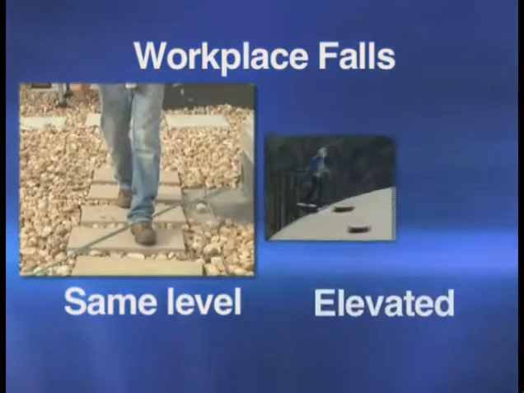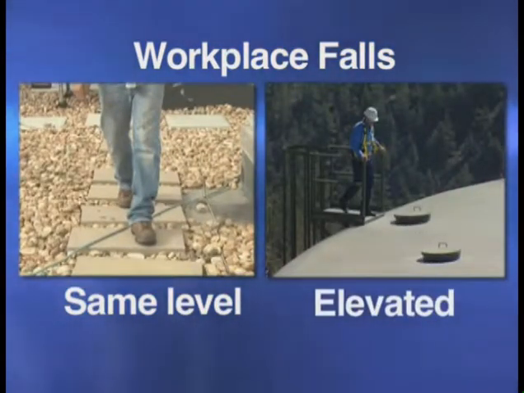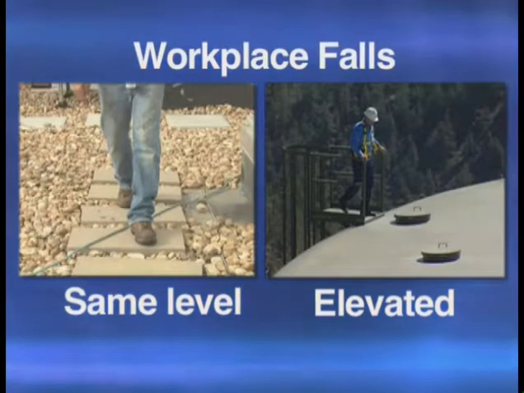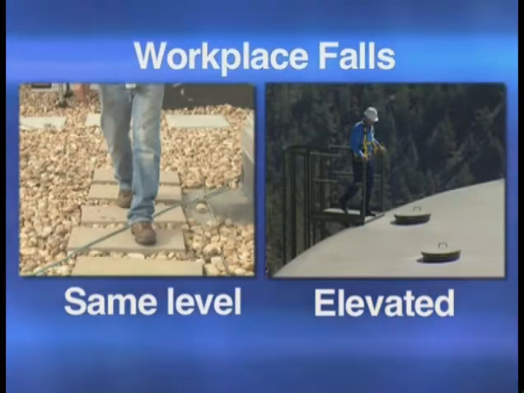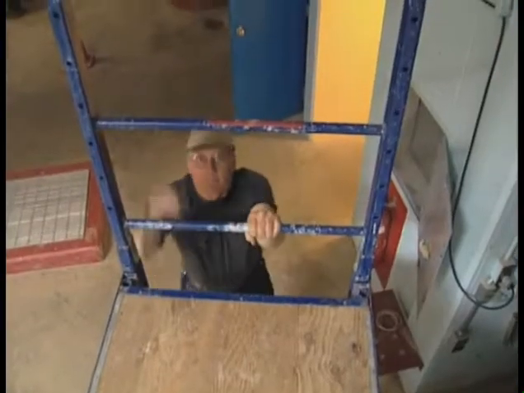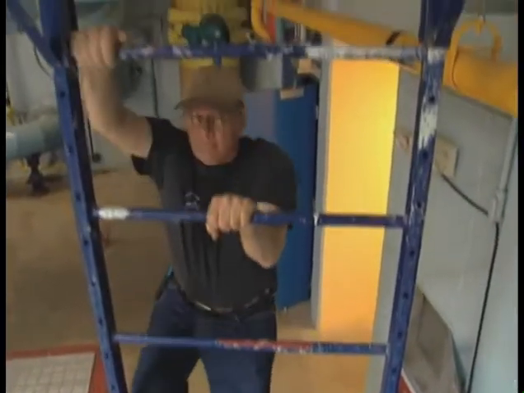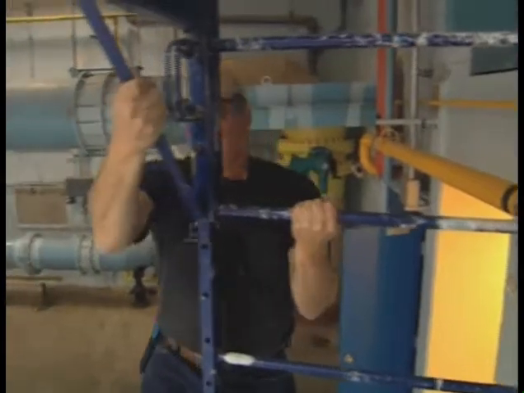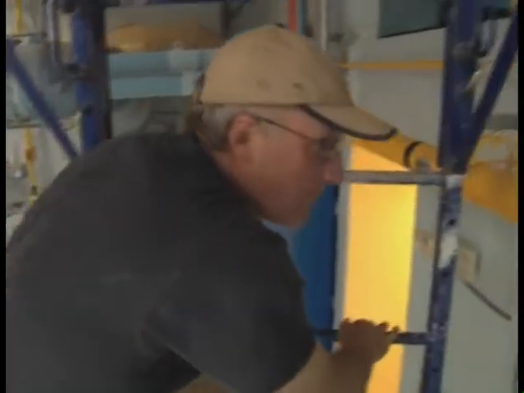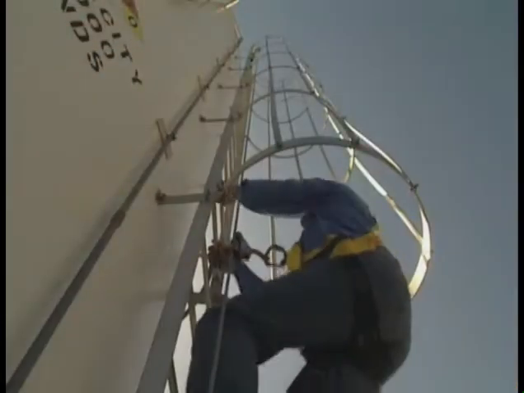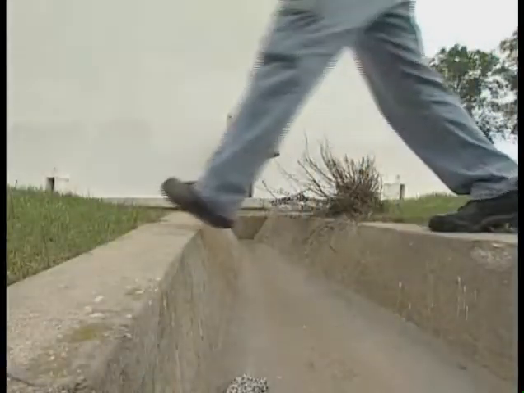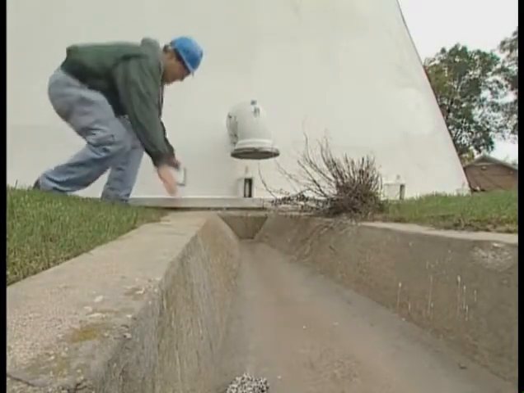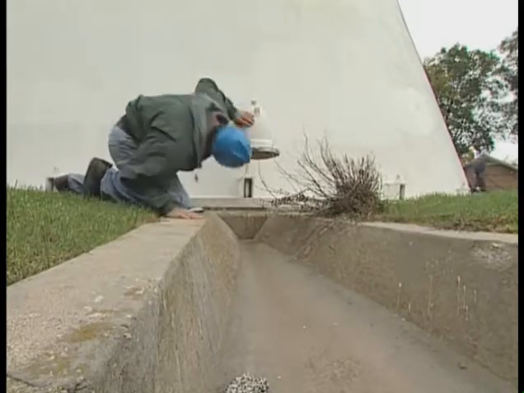Falls are categorized as either same-level falls or elevated falls. The majority of injuries from falls, primarily due to slips or trips, take place on the same level. Surprisingly, 60% of the elevated fall injuries are from falls of 10 feet or less. So it's certainly important to take precautions when working on high structures such as water towers. But it's also important to be careful when we're working much closer to or on the ground.